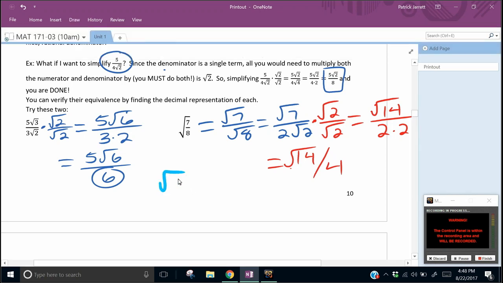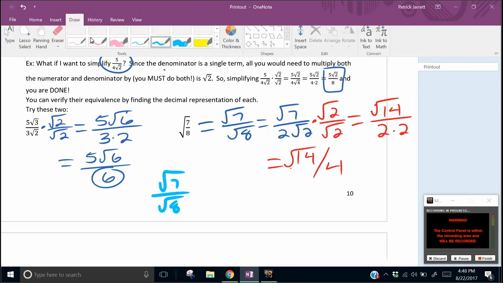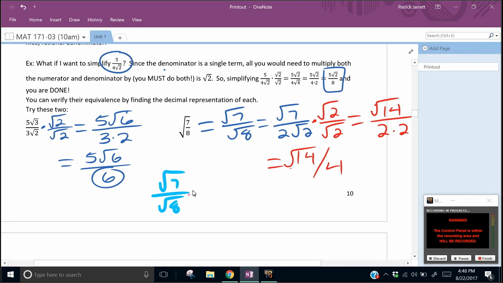Remember, root 7 over root 8. Now, let's say I multiply the numerator and denominator by the square root of 8. Now, truth is, you're going to have the square root of 56 over 8. However, that's going to need to be simplified, so you have to do some simplifying in the end.